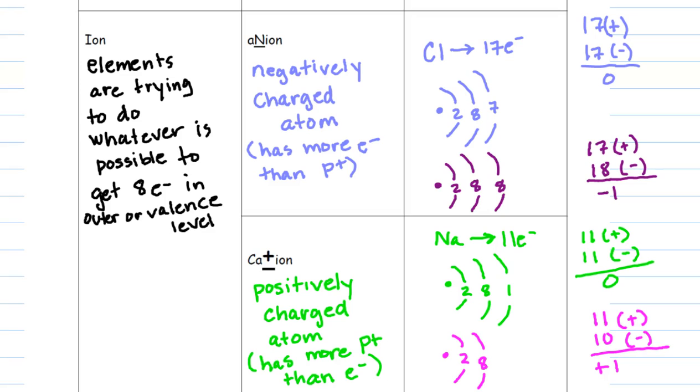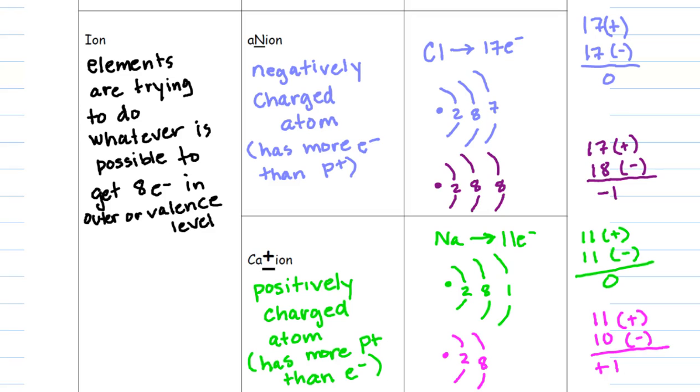A cation is a positively charged atom or ion. And cations have more protons than they have electrons. For sodium, its 11 electrons are going to be placed into the outer energy levels as 2 in the first energy level, 8 in the second energy level, and that last electron is going to go into the third energy level. This gives sodium 11 positive particles and 11 negative particles, or an overall charge of 0.